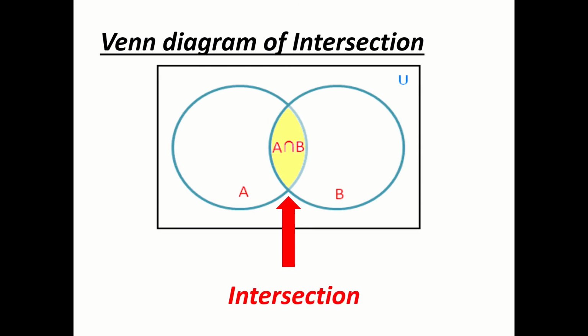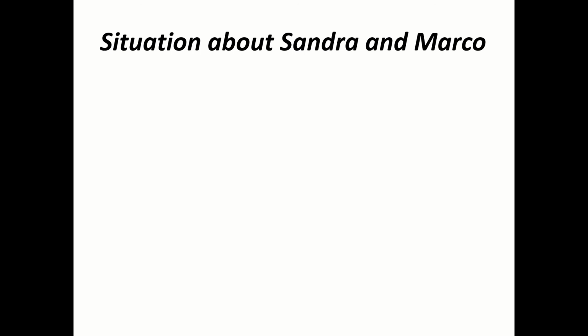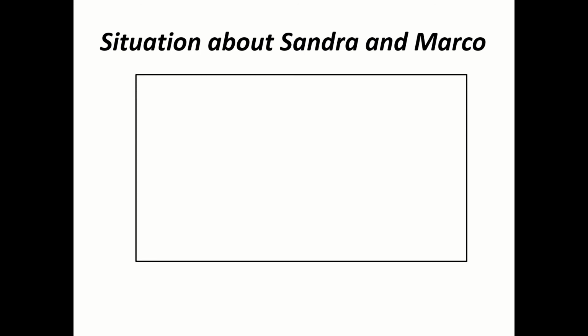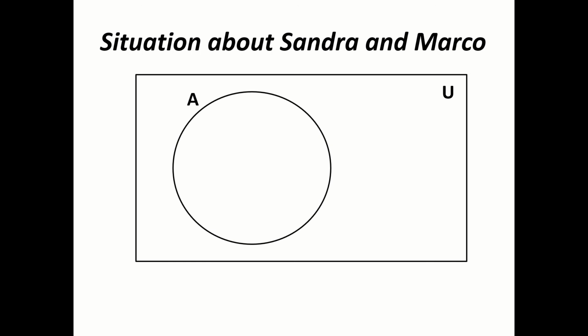If we use a Venn diagram to represent the intersection, this is the region where you place the elements which are common to both of our two sets. So let's consider the example about Sandra and Marco. Don't forget that you have to start with a rectangle to represent the universal set. You label it with a U on the upper right. And then two circles that overlap. The A is for Sandra and B is for Marco.